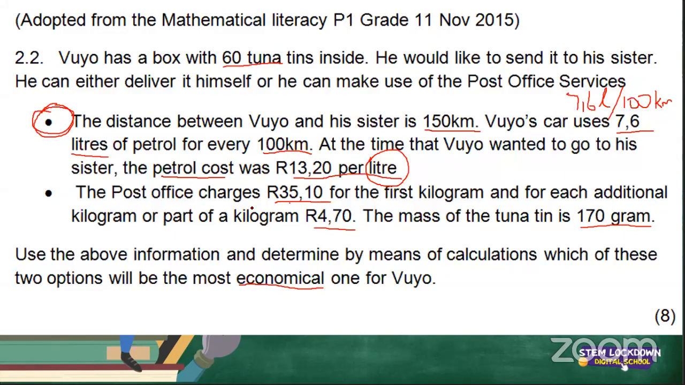Now I'm actually thinking of giving you this one for homework. I don't want to rush you guys, but it's a very interesting question. The post office charges 35 rand 10 cents for the first kilogram. If you can just write down this second part only: for each additional kilogram or part thereof, you need to pay 4.70. Now the box contains tuna tins, each weighing 170 grams. So I need you to tell me how much you would pay.